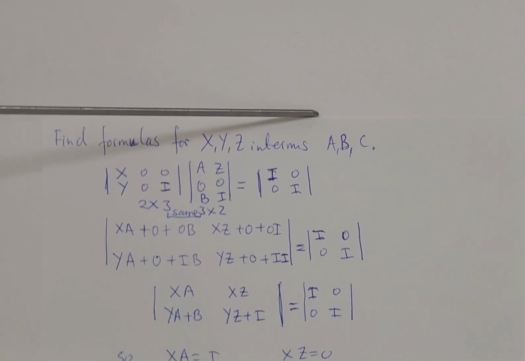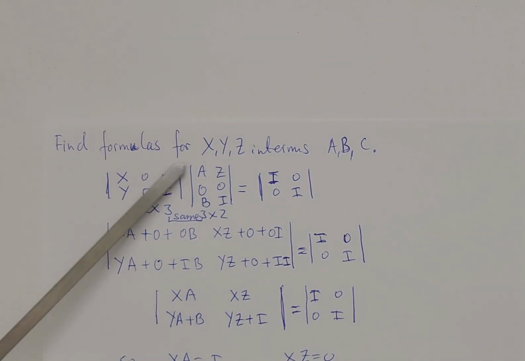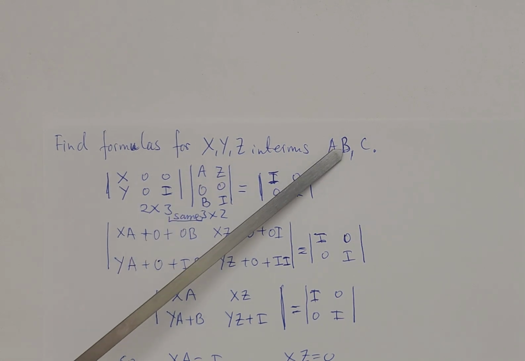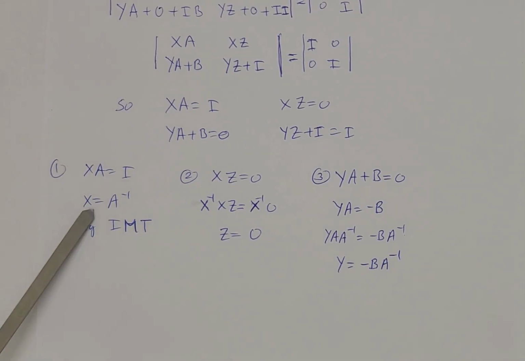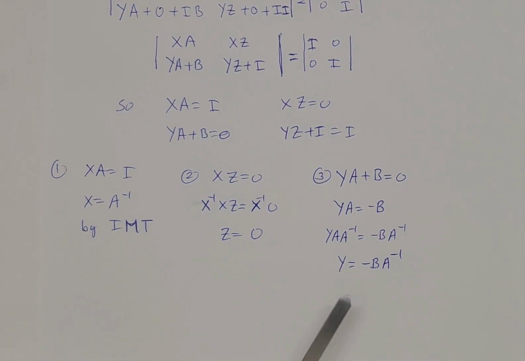So this is the formula for x, y, and z in terms of a, b, and c, which is what we were asked to do at the top, find the formula for x, y, z in terms of a, b, c. And this is what we have. x equals a inverse, z is equal to 0, y is equal to negative b, a inverse.